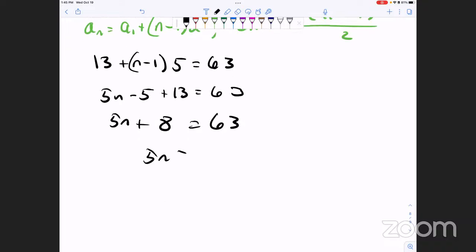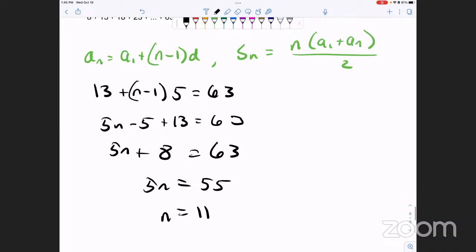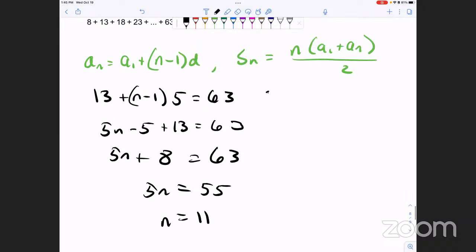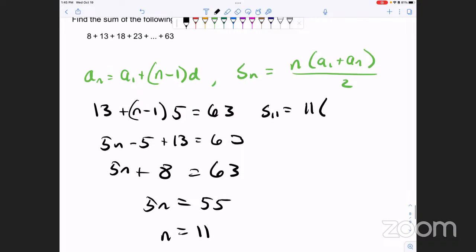So then subtract 8, it looks like it's 55. So then n is 11, okay? So then the sum of the first 11 terms, 11 times 8 plus 63 over 2, okay?